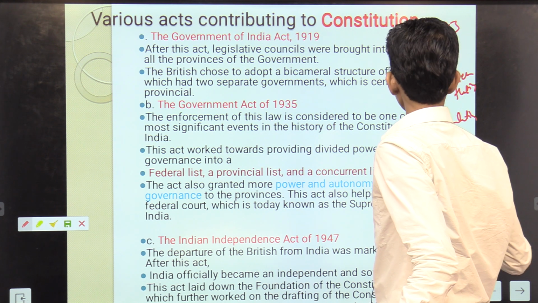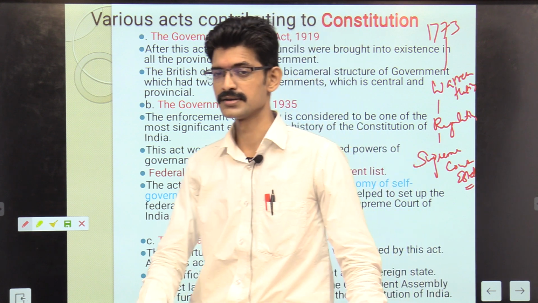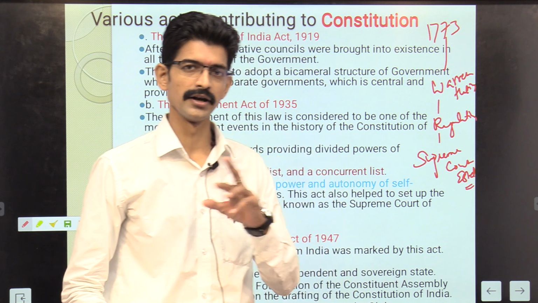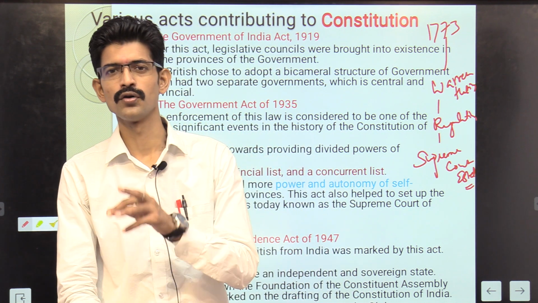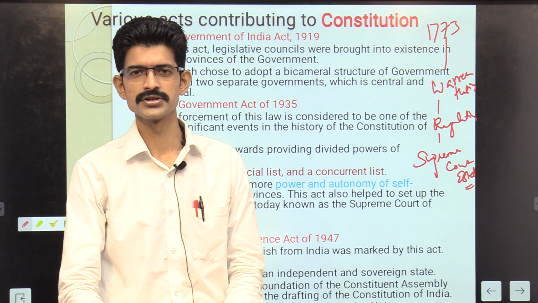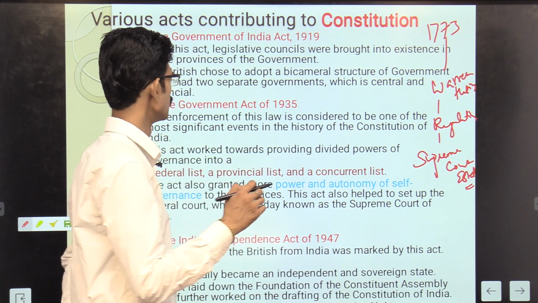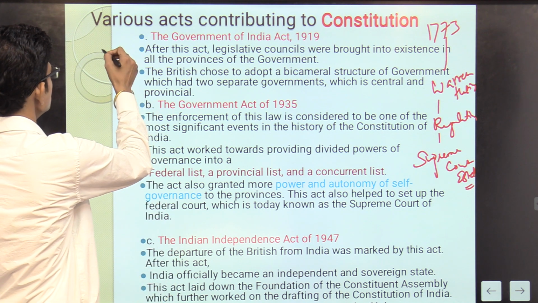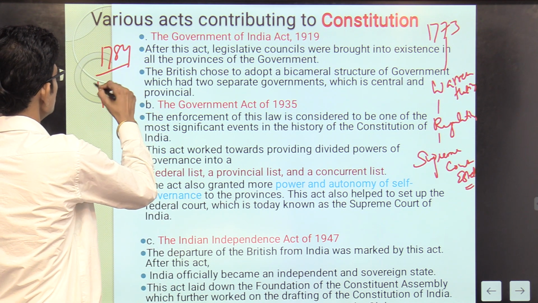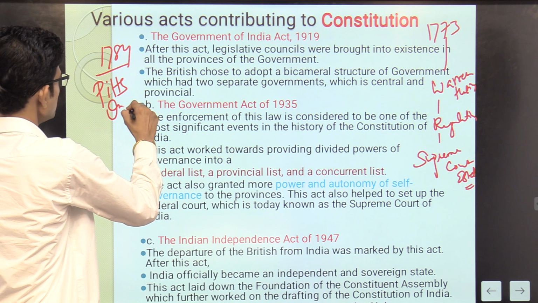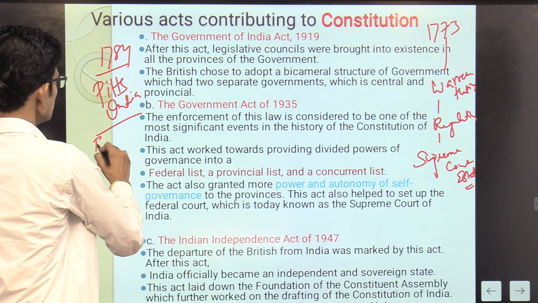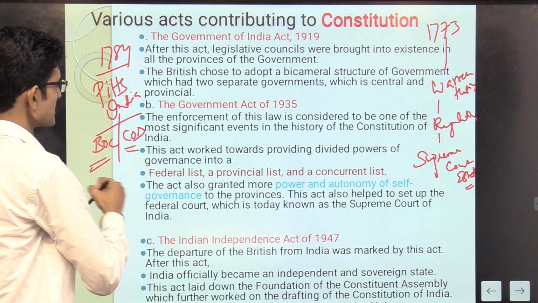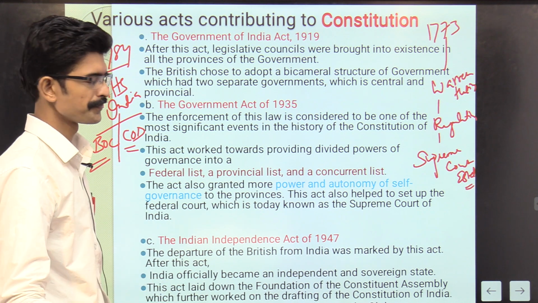Okay, then the second important act was the 1784 Pitt's India Act, which created a separate body for the control of rules, laws and functions of the East India Company, that created a Board of Control and Court of Directors. 1784 Pitt's India Act created the Board of Control and Court of Directors. Remember this, very important for your UPSC.